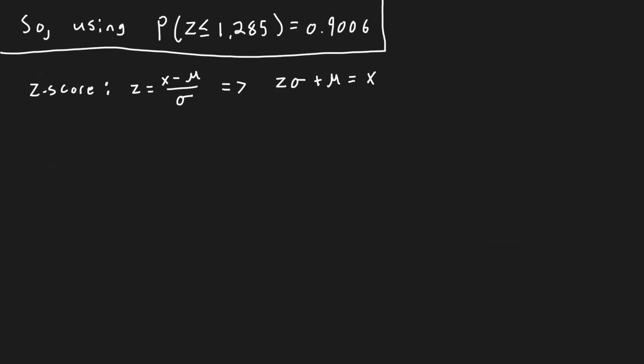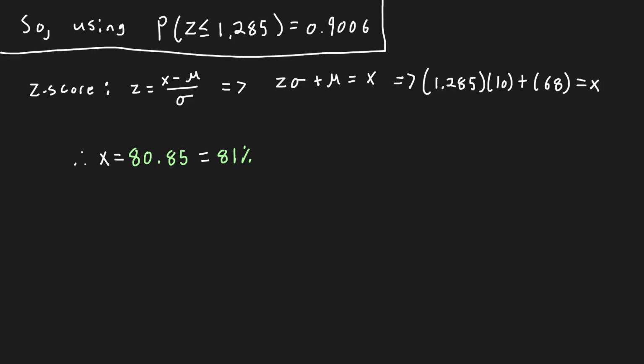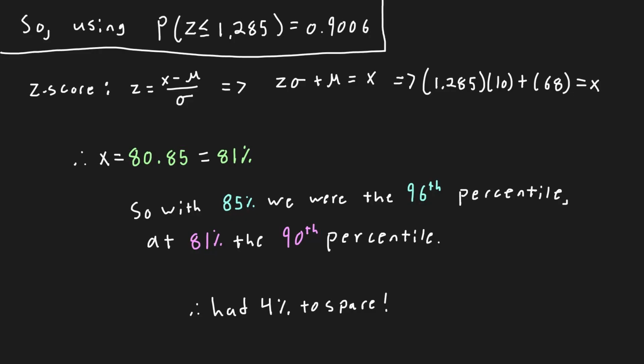Now we can work backwards from the z-score formula to get 1.285 times 10 plus 68, which equals 80.85, or 81% rounded up. So we were then 4% off from not reaching the cutoff, since the minimum exam score needed to maintain eligibility was only 81%.